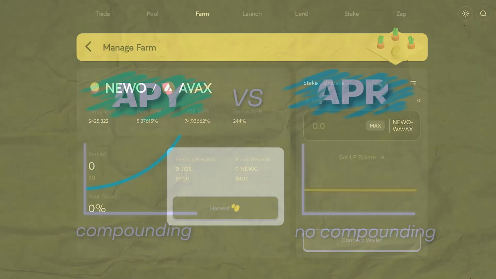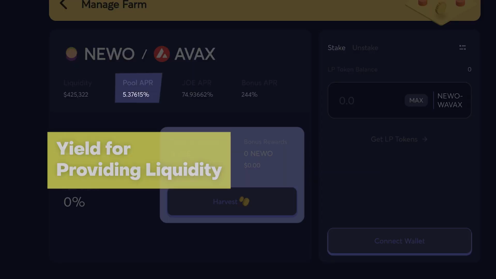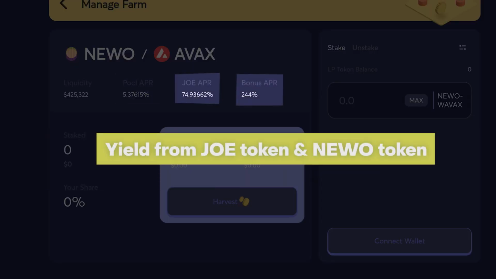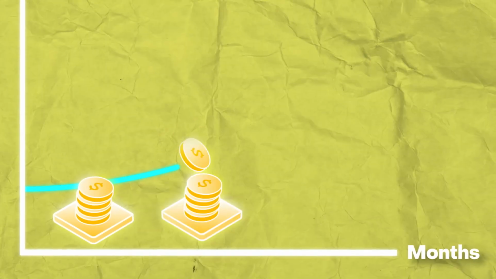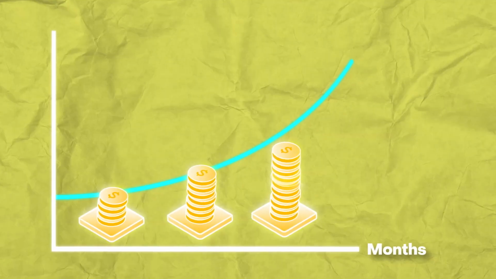This image here is the APR for Trader Joe's farms, which shows you both the yield for providing the liquidity and the bonus returns from staking the LP tokens in the corresponding farm. Assuming your yield is compounded every month, investors could earn interest on top of the interest earned from previous months, resulting in additional yield that can be pretty significant in the long term.